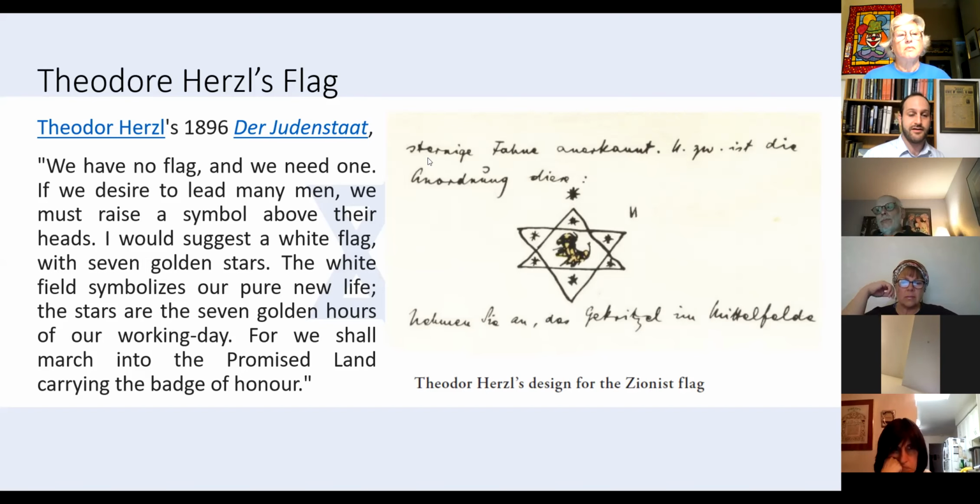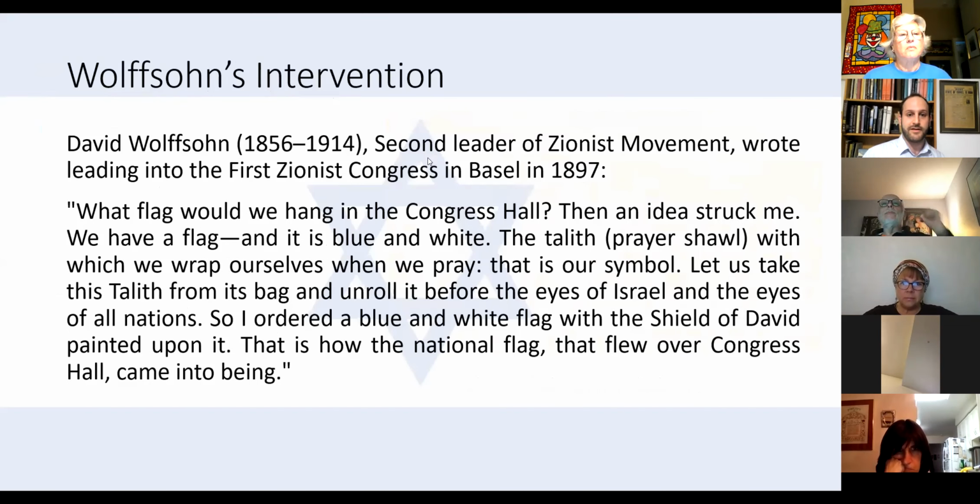So as far as who picked up on this, the answer is that it was picked up on by none other than David Wolfson, who was the second leader of the Zionist movement and took over when Herzl passed away at a young age. So here's what Wolfson had to say in his diary. We'll debate whether this is historically true or not, but we'll get to that in just a second. So here's what his thoughts were.